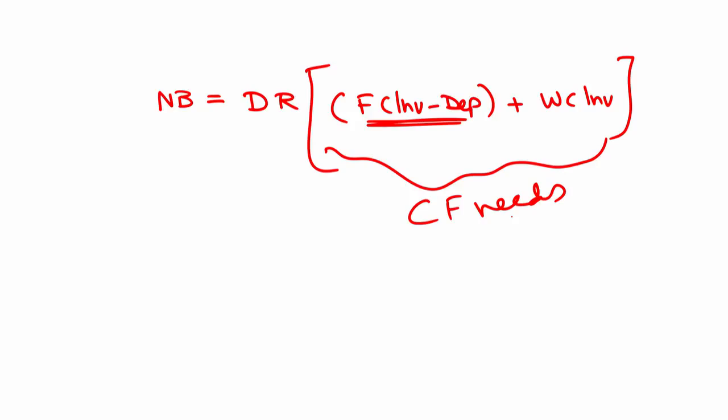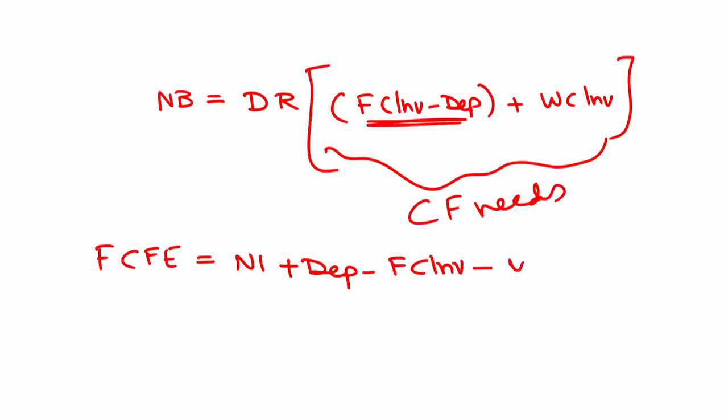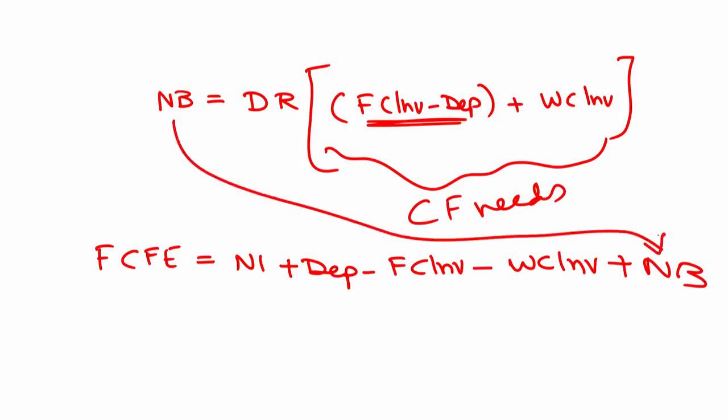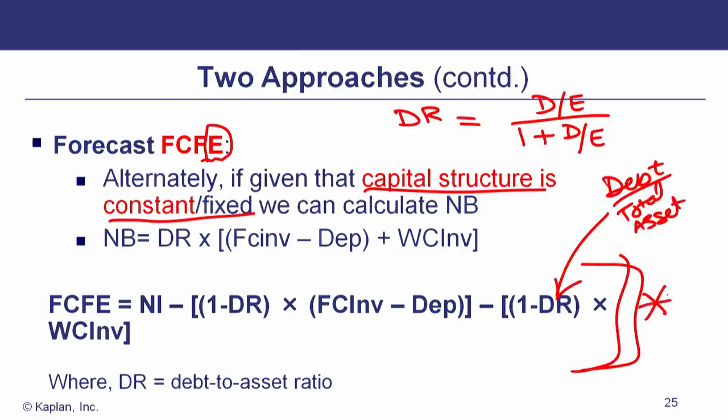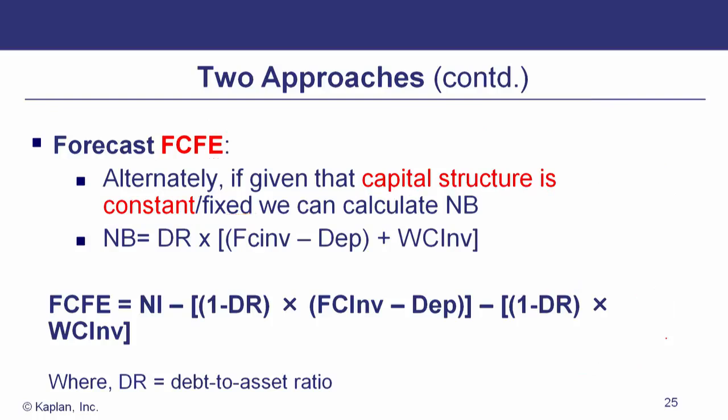If I can assume that and I substitute in my FCFE formula, my FCFE 5-part formula, if I plug that net borrowing in this formula, that is when I get my forecasting FCFE formula under a strict assumption that my debt ratio is constant, my capital structure is constant. All right, so this is a key formula to memorize, to keep in mind.